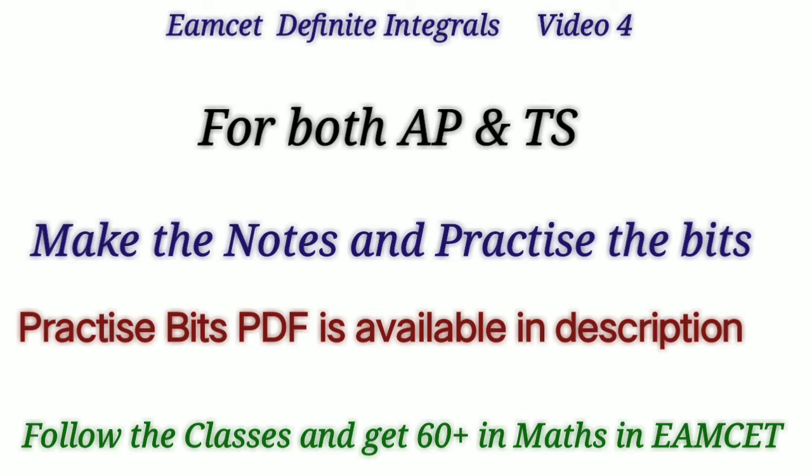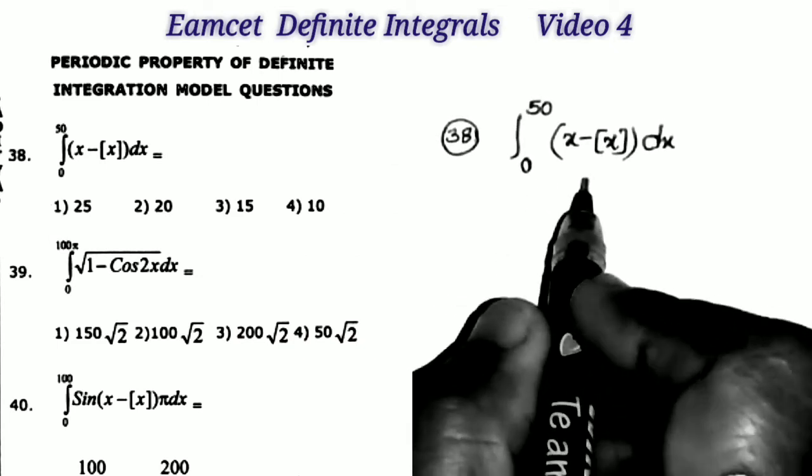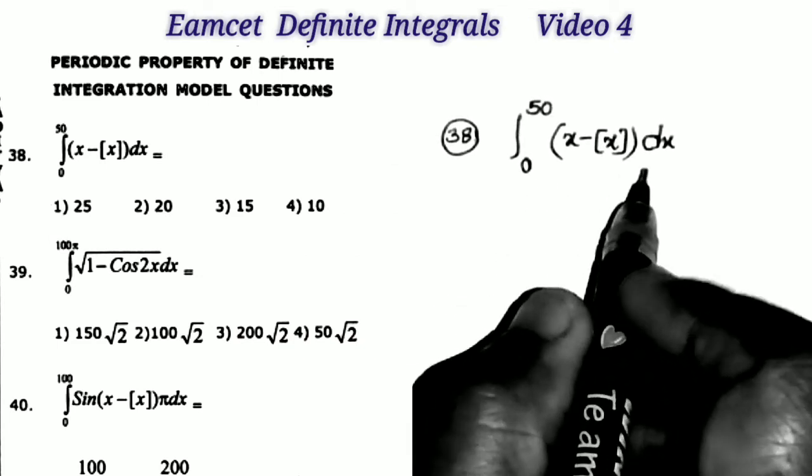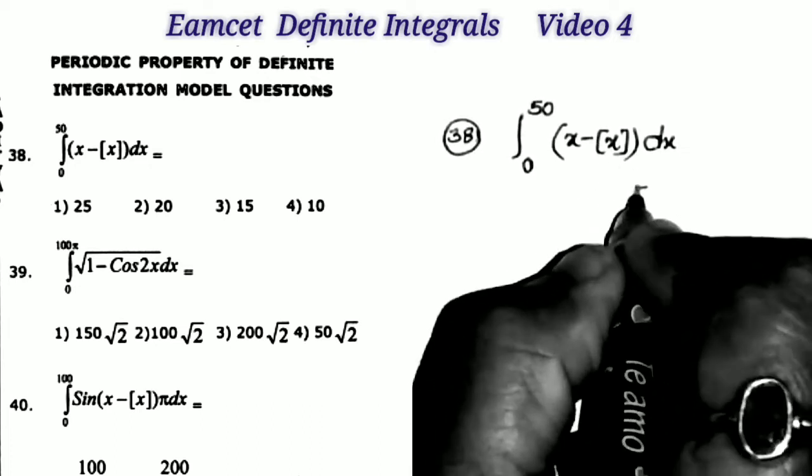Okay, let us start the class. This is sum number 38: integral 0 to 50 of x minus [x] dx is equal to. Now, what is [x] here? What is the value of [x]?